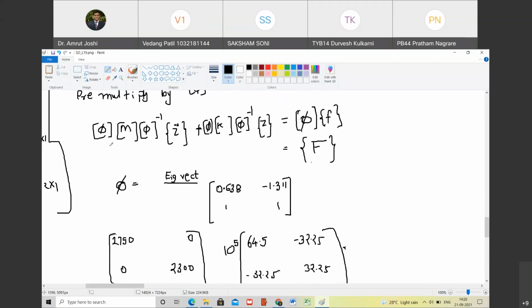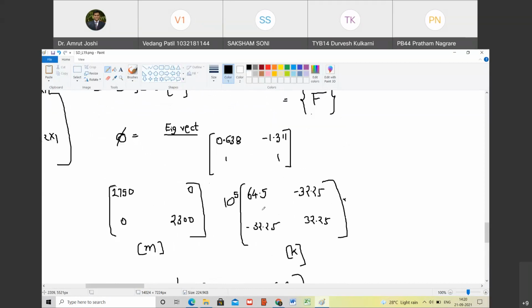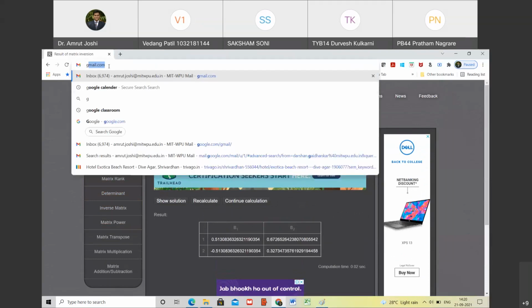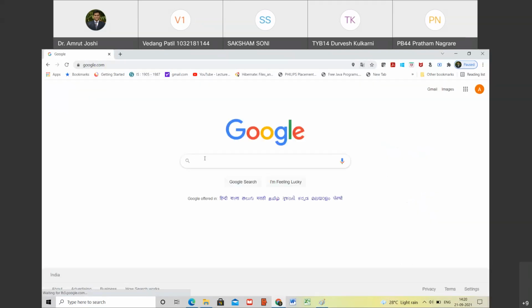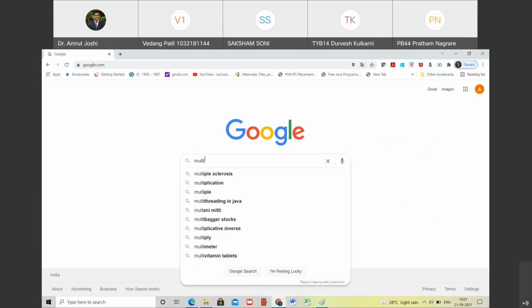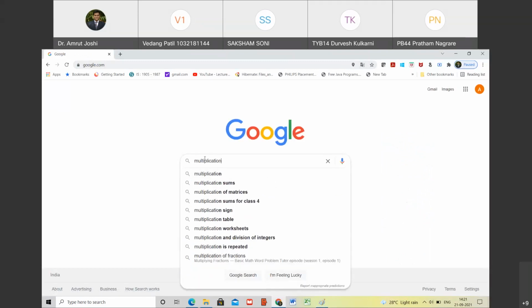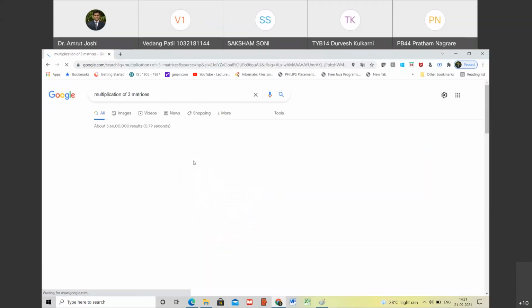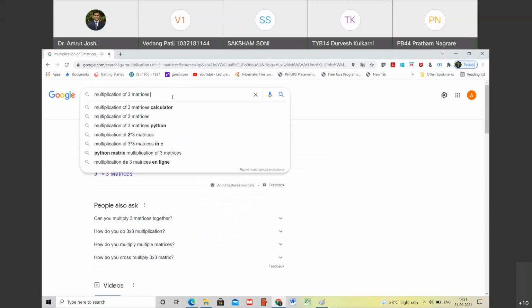Now let us try to calculate phi m phi inverse. Let us try to calculate this matrix. So matrix multiplication of 3 matrices.